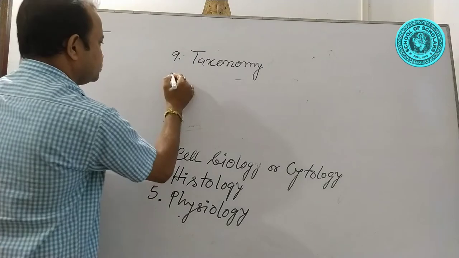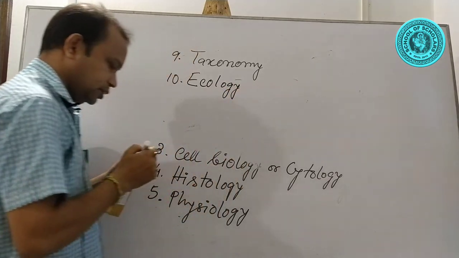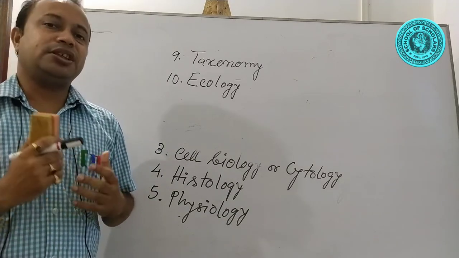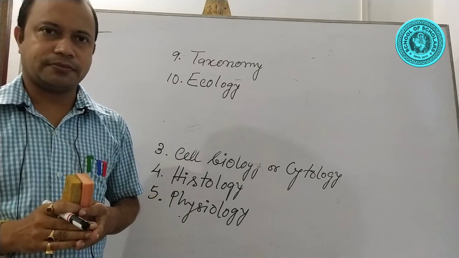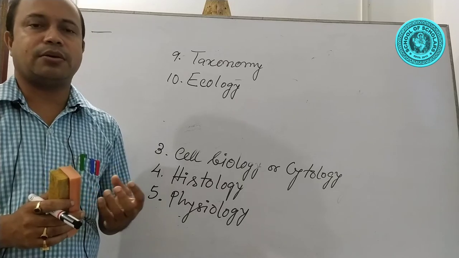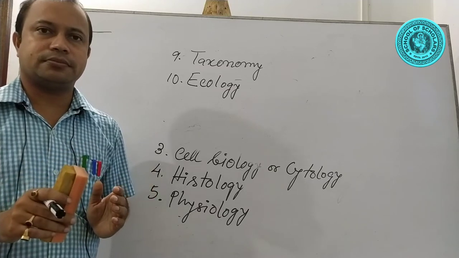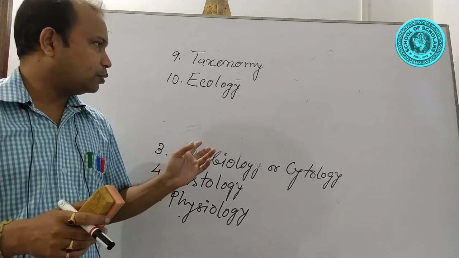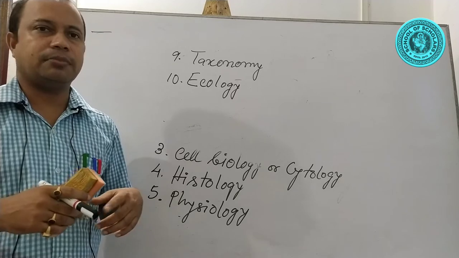Next branch is ecology. Ecology is a branch of fundamental biology which includes the study of interrelationship of organisms with their environment. What do you mean by environment? Environment means our surrounding. This surrounding is formed of both biotic and abiotic components, and these biotic and abiotic components have an influence on each organism. Therefore, ecology is the study of interrelationship of all kinds of organisms with their surrounding environment.